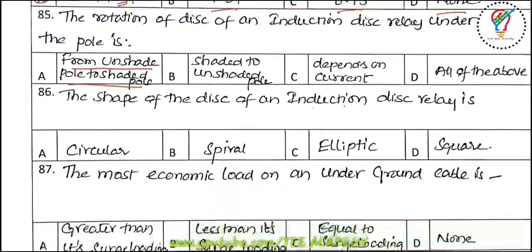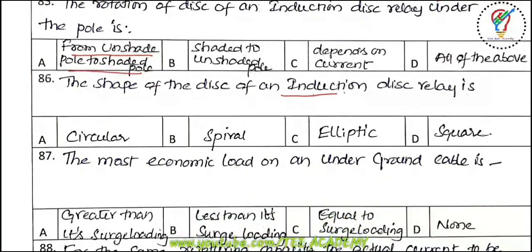Next one, the shape of the disc of an induction disc relay is, so it is spiral. The other options are circular, elliptical, square.